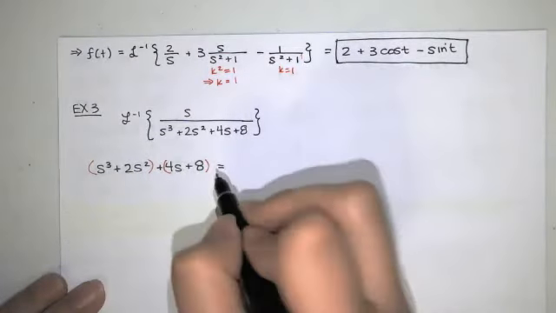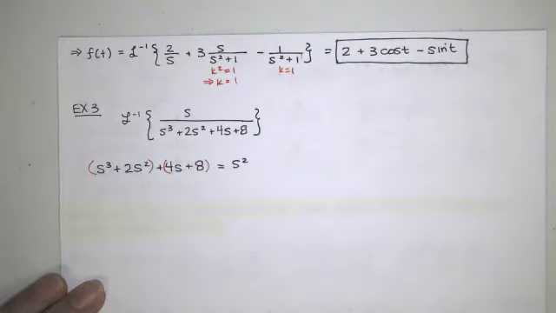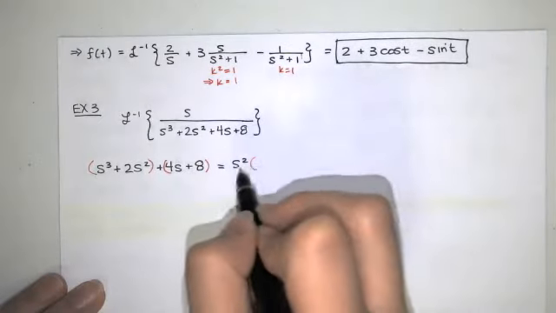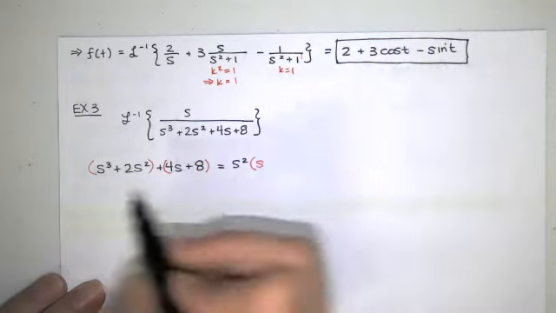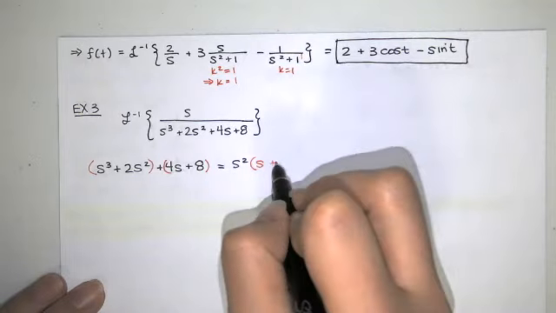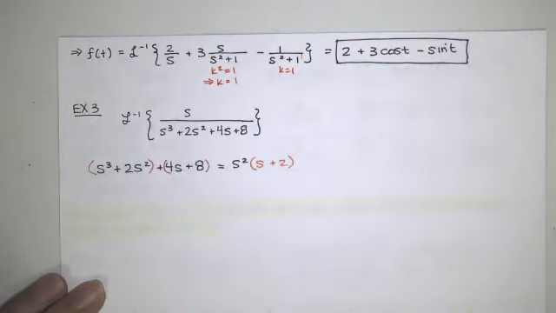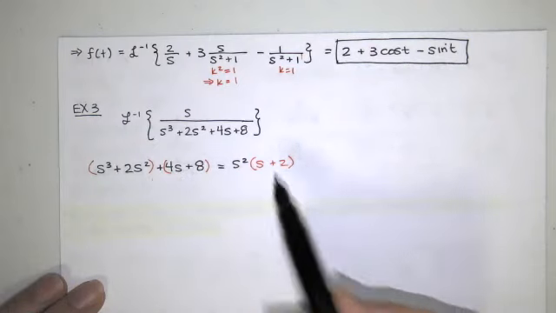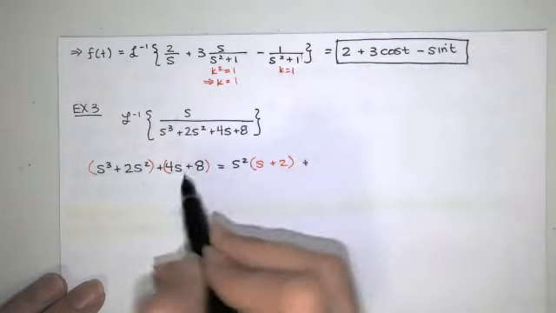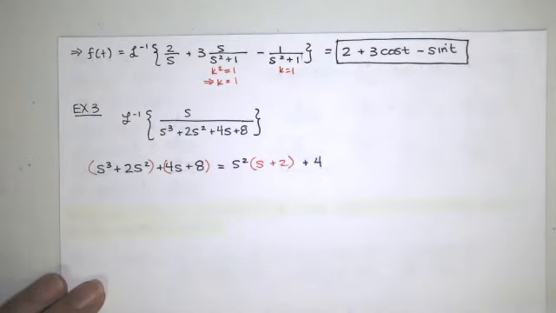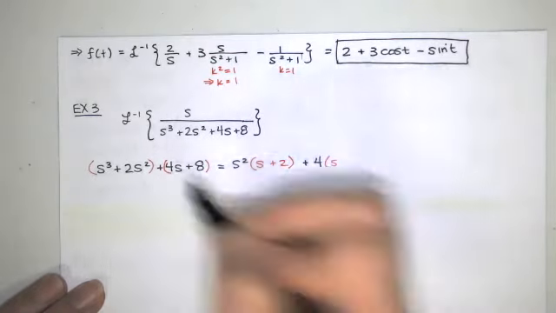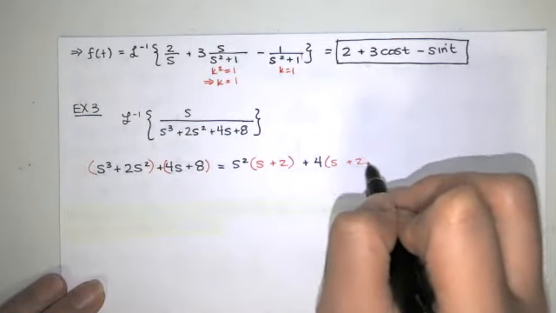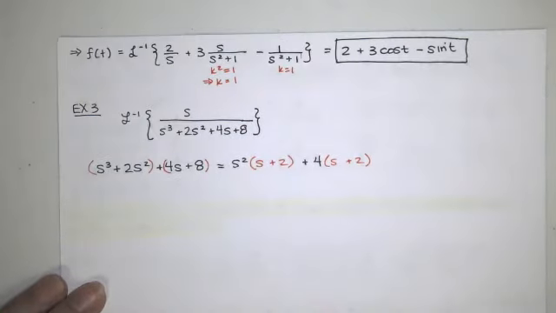When I look at these 2 terms, if I factor out an s squared, I'm left with s squared times s, which would give me an s cubed. S squared times a 2 would give me that 2s squared. Question is, if I factor out a common factor from this, am I left with an s plus 2? I think I am. If I factor out a 4 there, 4 times s gives me 4s, and 4 times positive 2 gives me that 8.